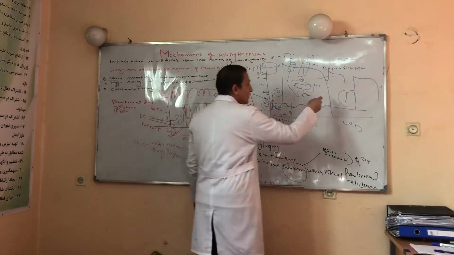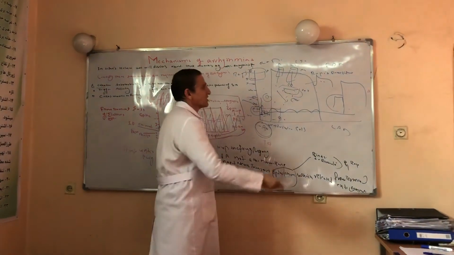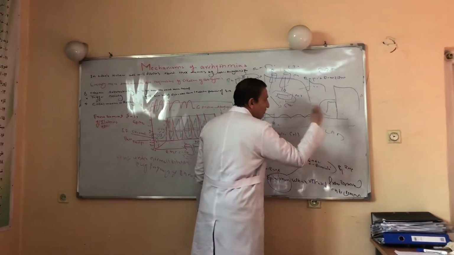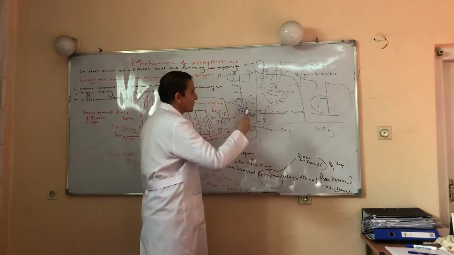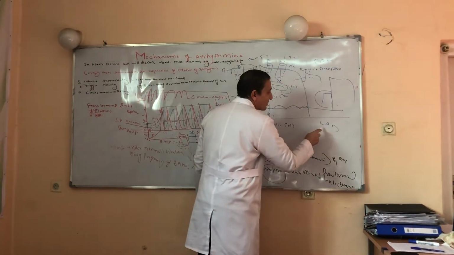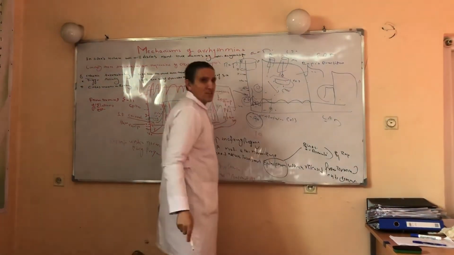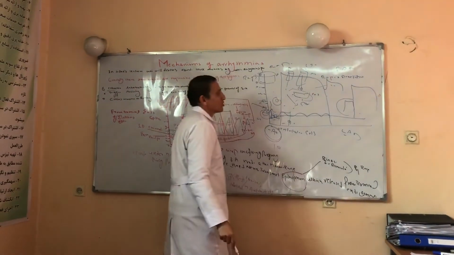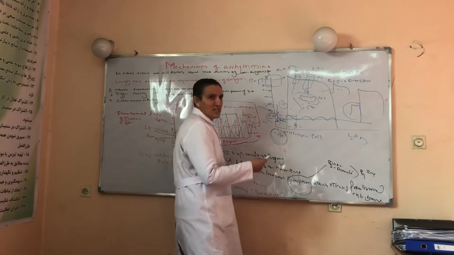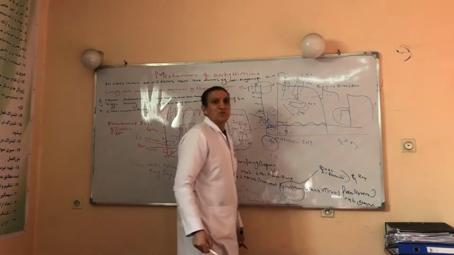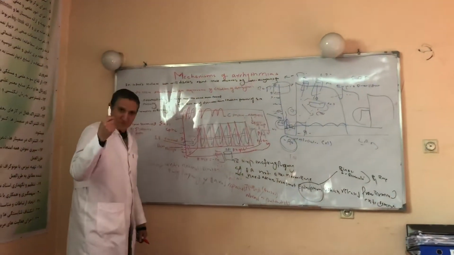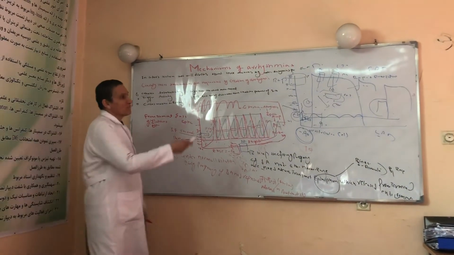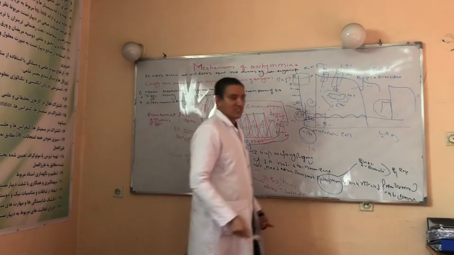When it occurs soon after the depolarization, this is called early, and if it occurs after the depolarization, this is called late afterdepolarization. This was the mechanism by which triggered activity is produced. The most common cause of triggered activity in the clinic is VPC or premature beat. This was about triggered activity.